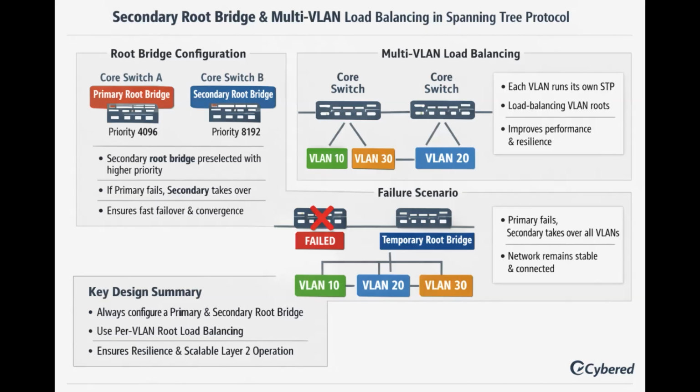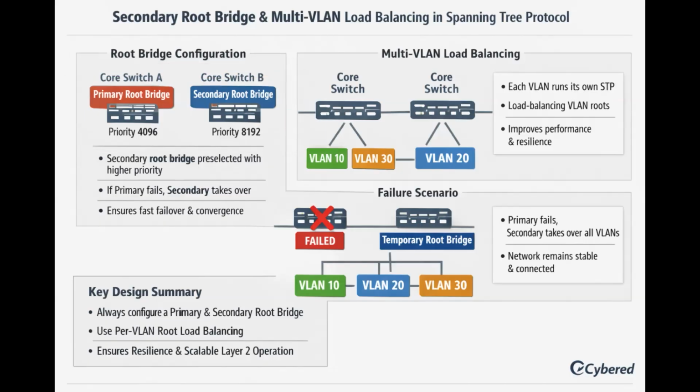To improve resilience, a secondary root bridge should also be configured. This is done by assigning a priority value slightly higher than the primary root bridge. If the primary root bridge fails, the secondary root bridge automatically takes over.